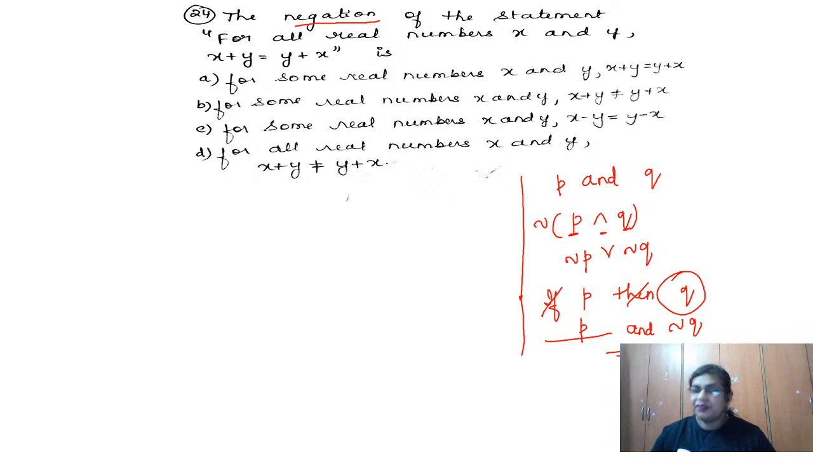yes, correct, Advait. Okay, so for all real numbers x and y, x plus y is equal to y plus x. So what is it? A, B, C, D is there. The first one is telling us "for some." So for "for all," the negation we have to tell is "for some." And the statement says x plus y is equal to y plus x, so how to tell the opposite? I'm telling the opposite: x plus y not equal to y plus x. So here we have the B option which is satisfying.